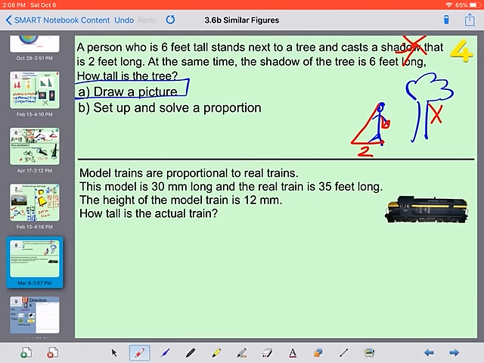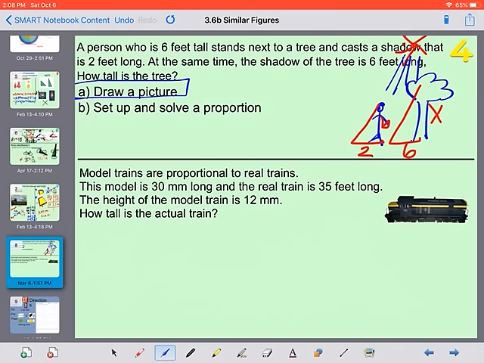At the same time, the shadow of the tree is 6 feet long. How tall is the tree? So we want to know this part here. I made them triangles because I assumed this whole piece would be in the shadow. That's from the sun, the rays coming down.